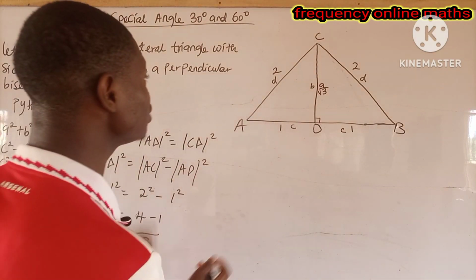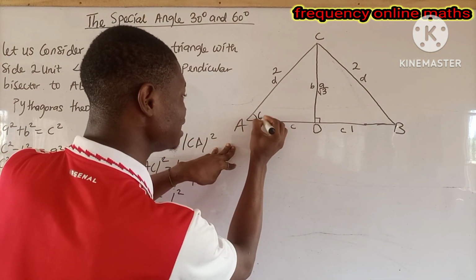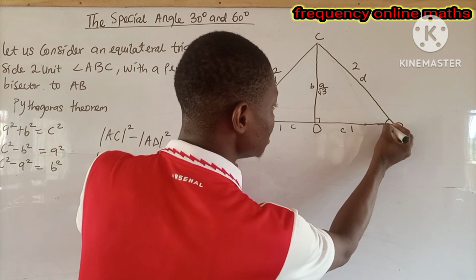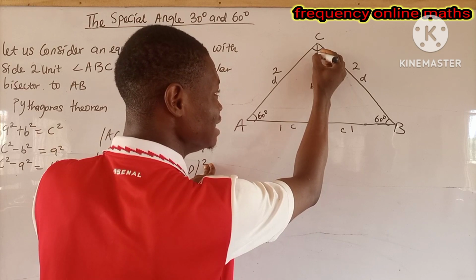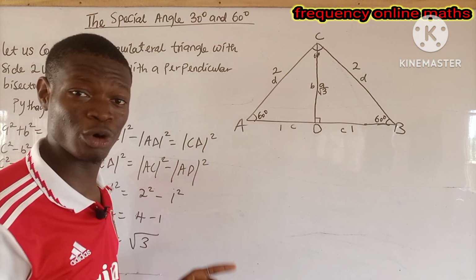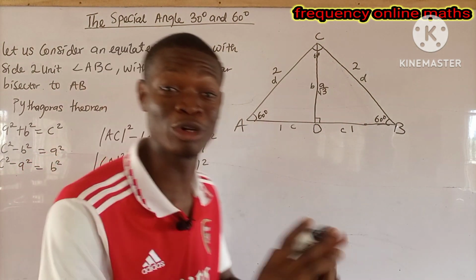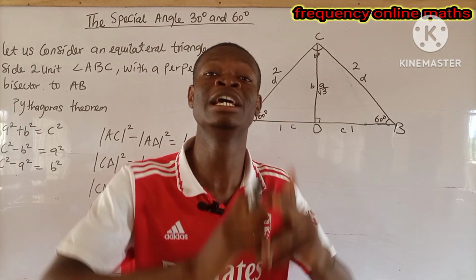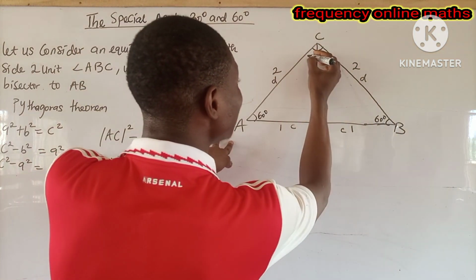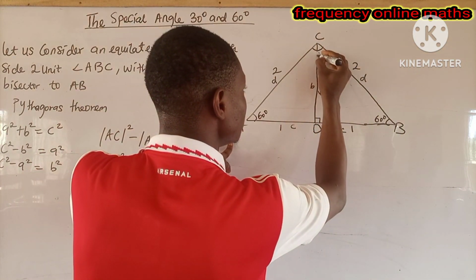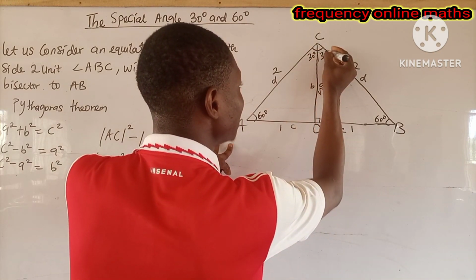Now, we are going to find the angles. You know that each angle in an equilateral triangle is 60 degrees. The sum of angles in a triangle is 180 degrees, whether scalene, equilateral or isosceles. Because we have divided the triangle, here will be 30 degrees, and here will be 30 degrees.